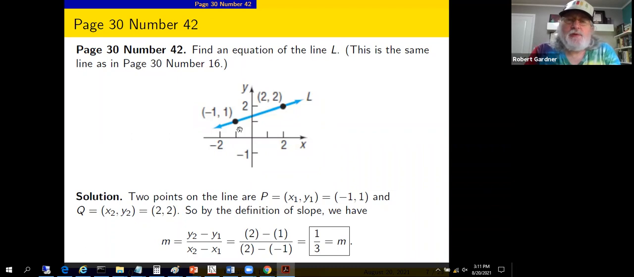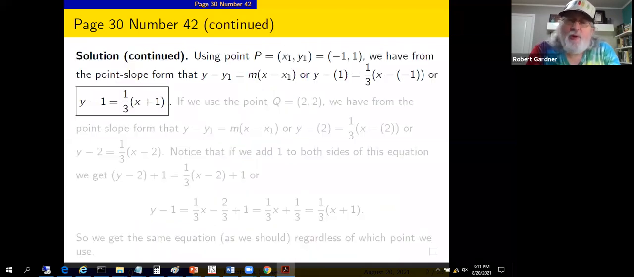Which point you want to use? Well, it shouldn't matter because it's the same line. You're getting the formula for a line. So actually, let's use them both and make sure we do get the same thing. So next, we're dealing with a line of slope 1/3. Suppose we were to use the point -1, 1, that point on the left.